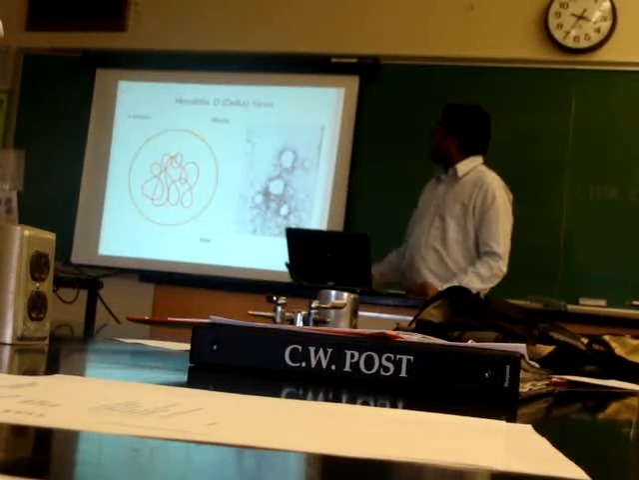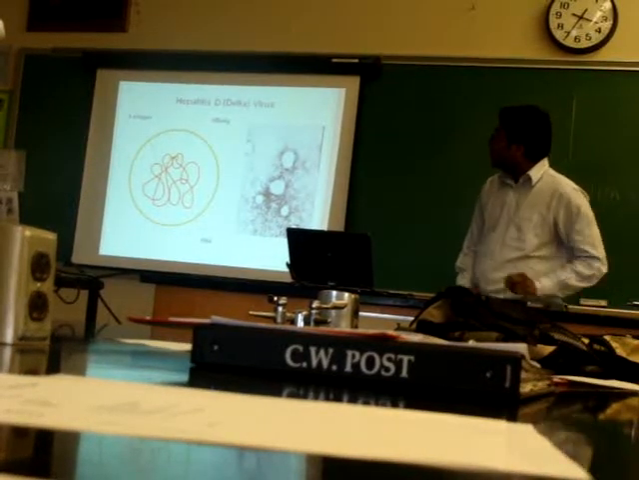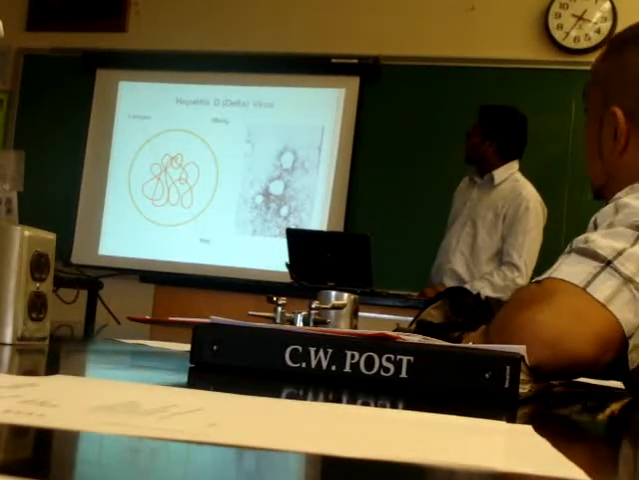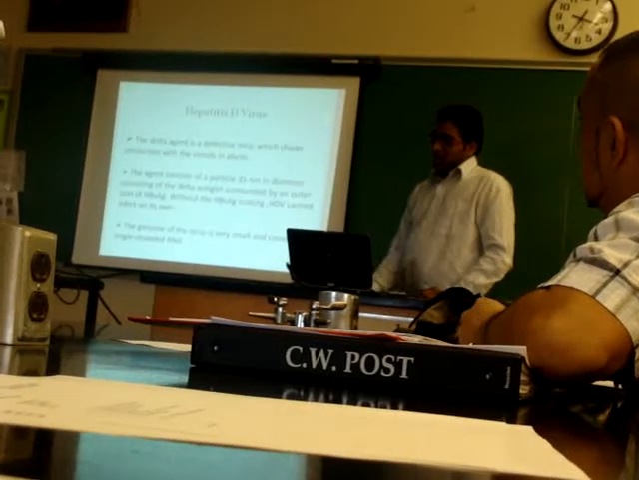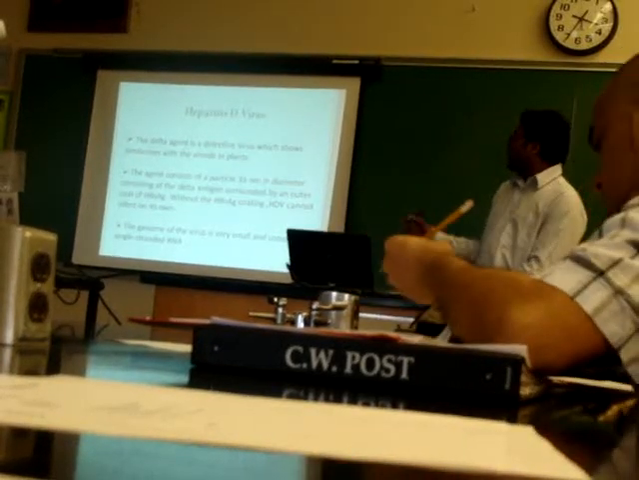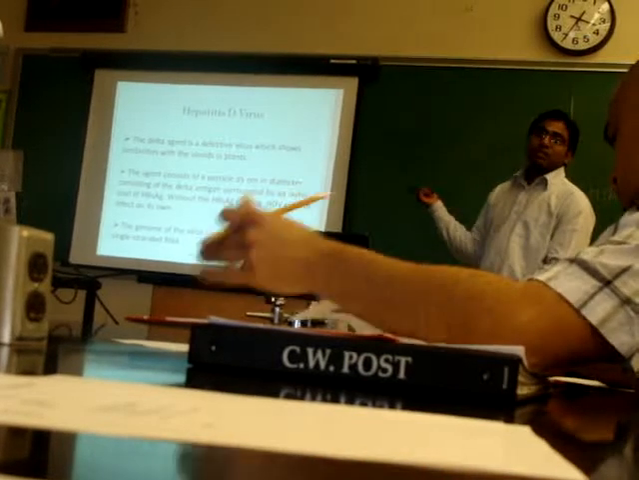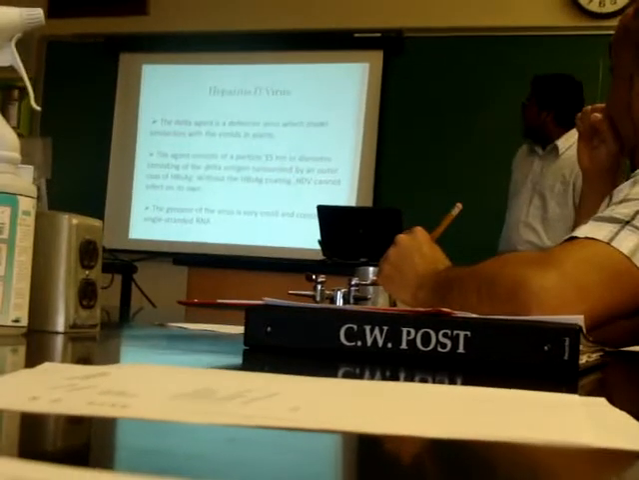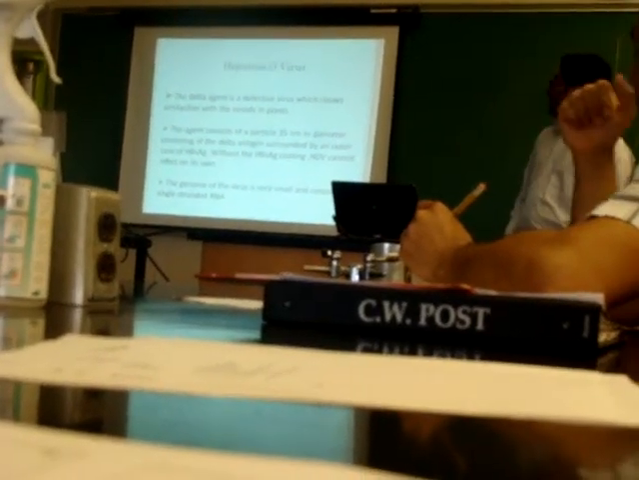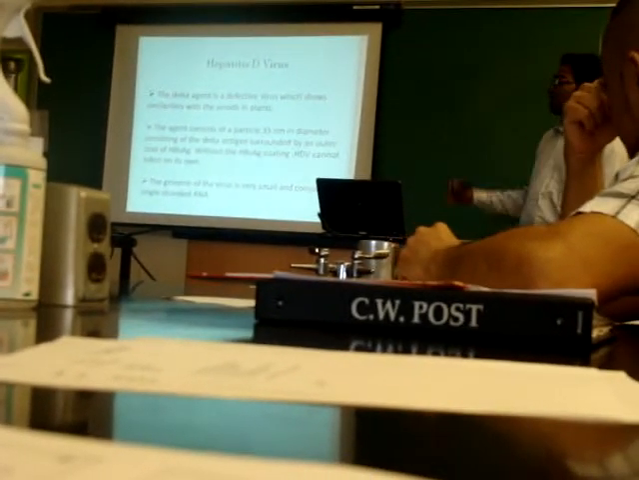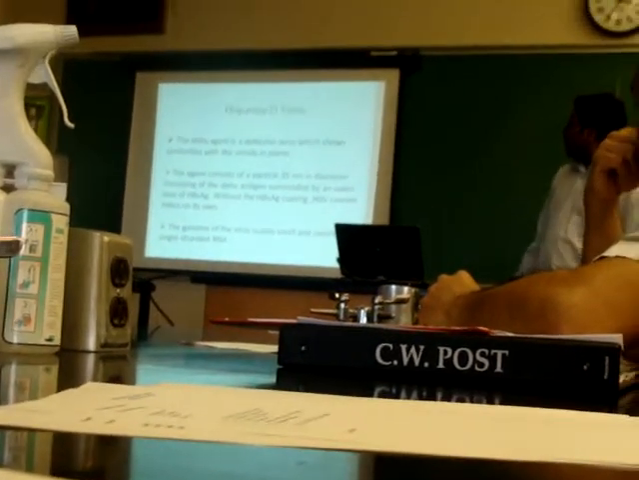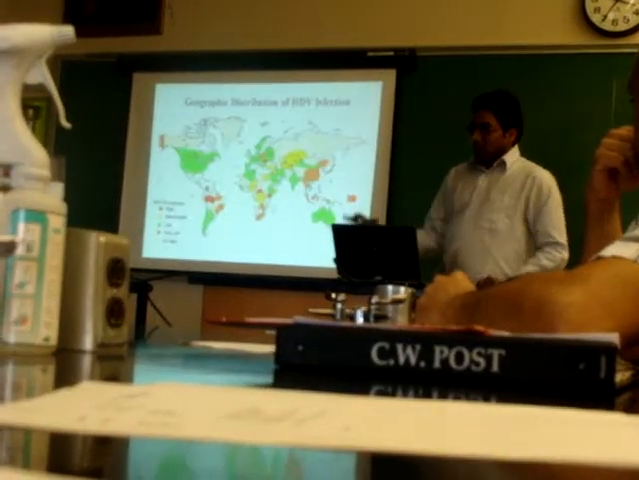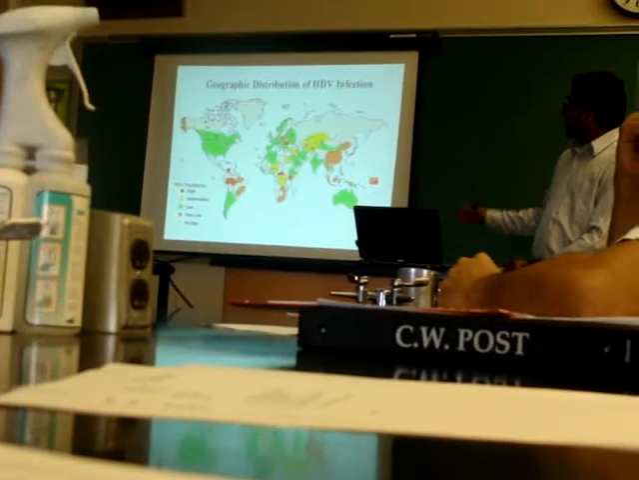Coming to hepatitis B or Delta virus. This consists of the core RNA, and the hepatitis B surface antigen will be there. Mainly, the delta variant is a defective virus here, with similarities to viroids. The agent consists of the delta antigen, which is surrounded by the hepatitis B surface antigen. Without this hepatitis B surface antigen, HDV cannot infect on its own. The genome of this virus is very small and consists of single-stranded RNA. The geographic distribution of HDV infection is like this.